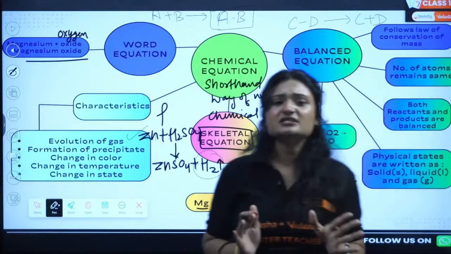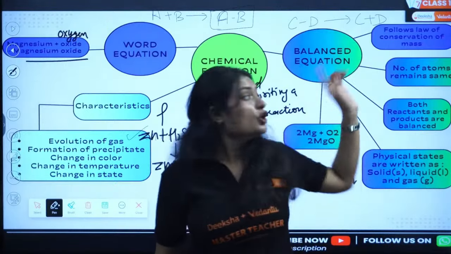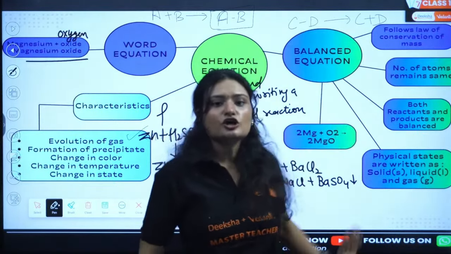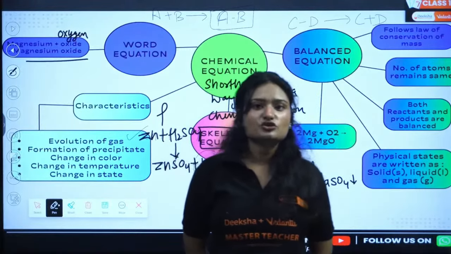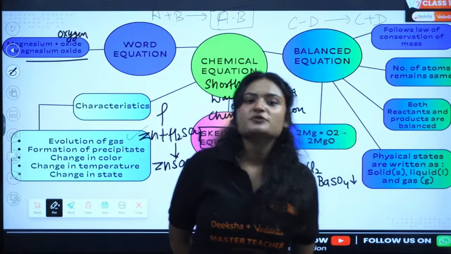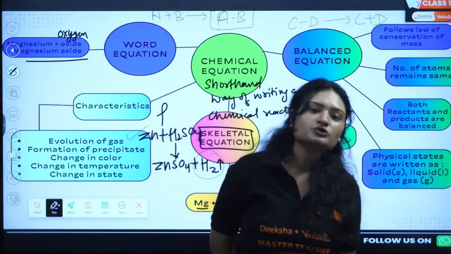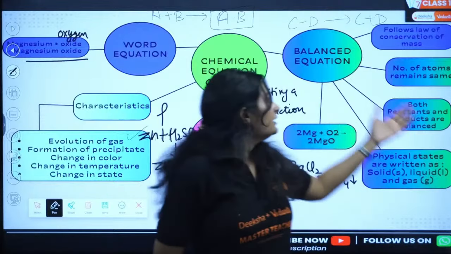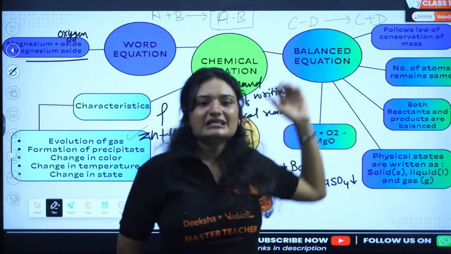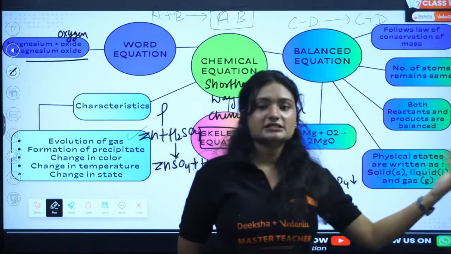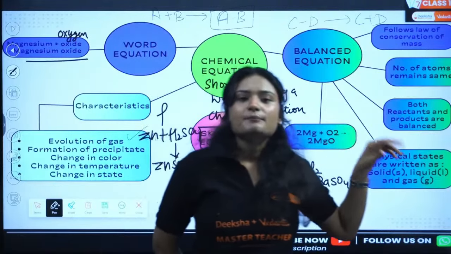Okay, firstly, a balanced chemical equation follows the law of conservation of mass. Law of conservation of mass states that mass can neither be created nor be destroyed. It can only be transformed from one form to another. Okay. Next one is, in a balanced chemical equation, number of atoms on the reactant side and on the product side remains same. Both the reactants and the product side are balanced.